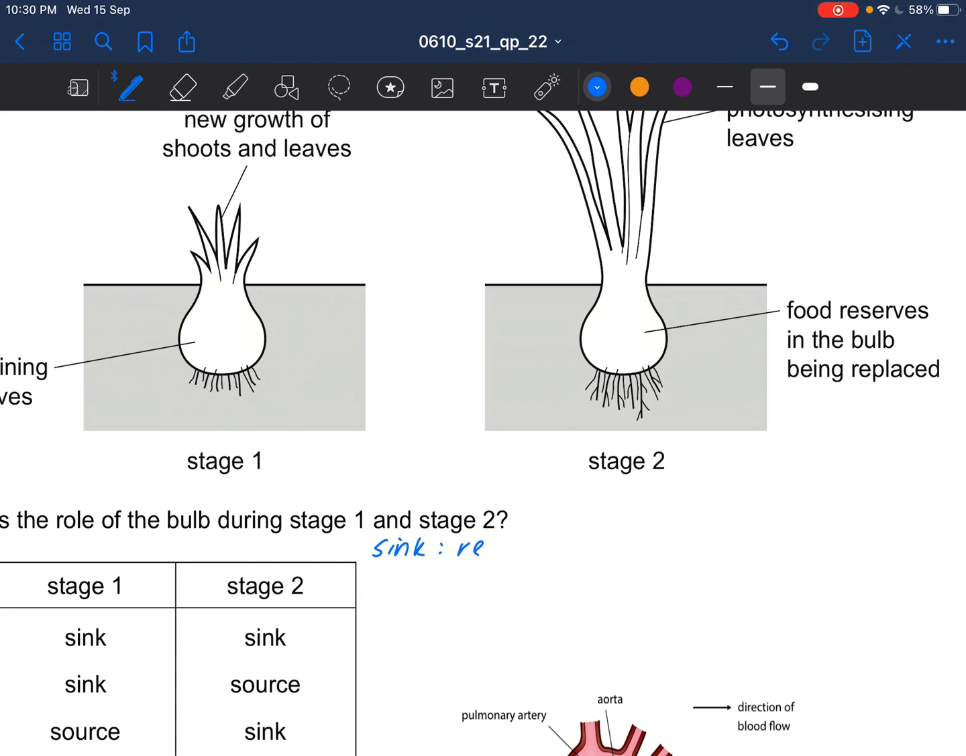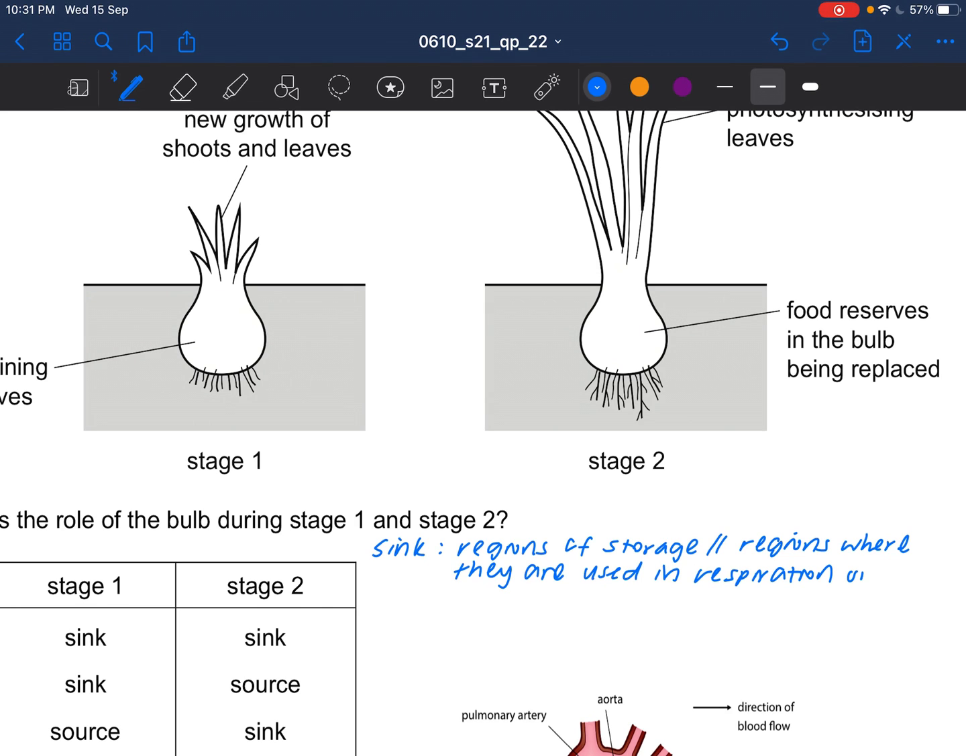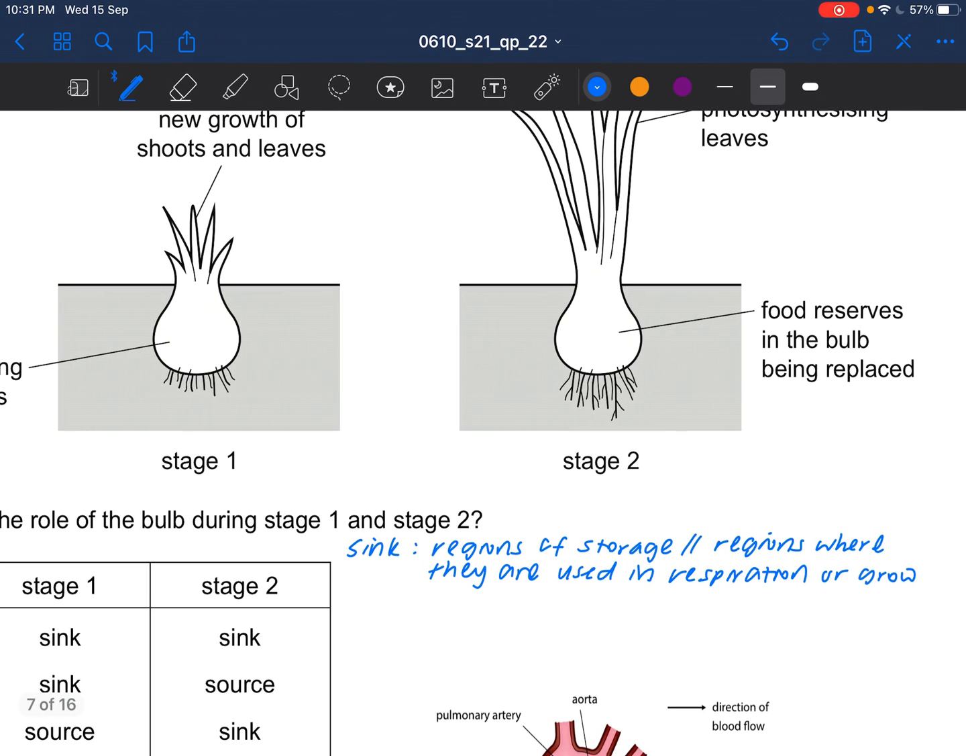Sink is the region of storage, or the regions where they are used in respiration or growth, while the source is the region of production.